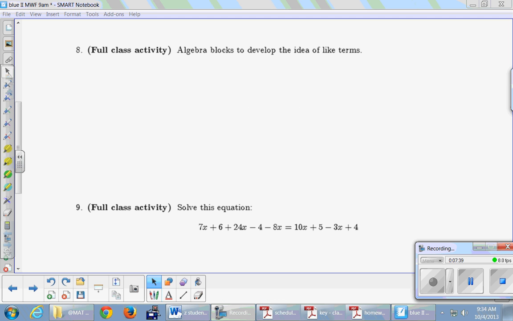Okay, so we're going to do this full class activity using these little toys that are on your tables called algebra blocks. And we're going to try to develop the idea of like terms. Now, let me just first say that I expect some of you might be annoyed at this moment and don't really feel like playing with blocks because it seems silly and beneath you.